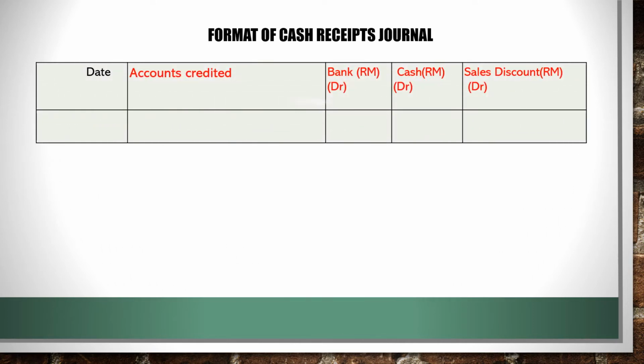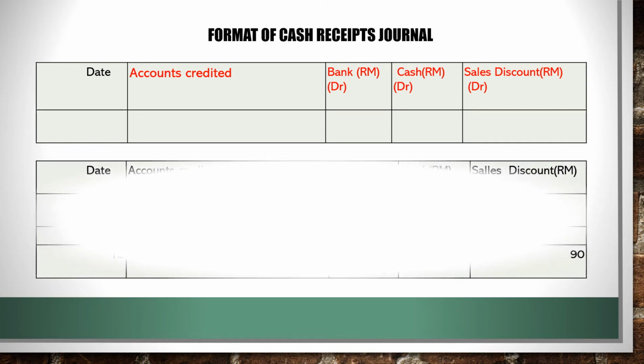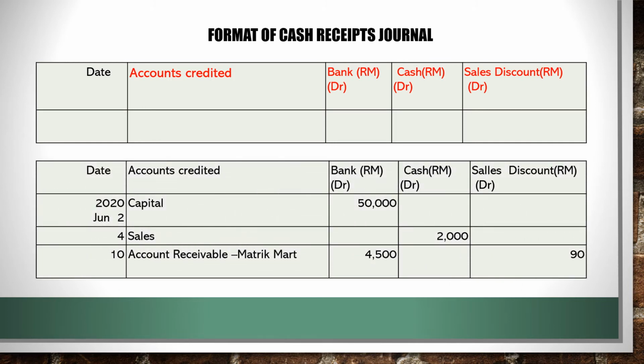In the Cash Receipts Journal, companies record all receipts of cash. The most common types of cash receipts are cash sales of merchandise and collections of accounts receivable. The three columns used for Cash Receipts Journal include debit columns for bank, cash and sales discount, and credit columns for accounts to be credited such as accounts receivable, sales revenue or other account. Take a look, example format for Cash Receipts Journal.